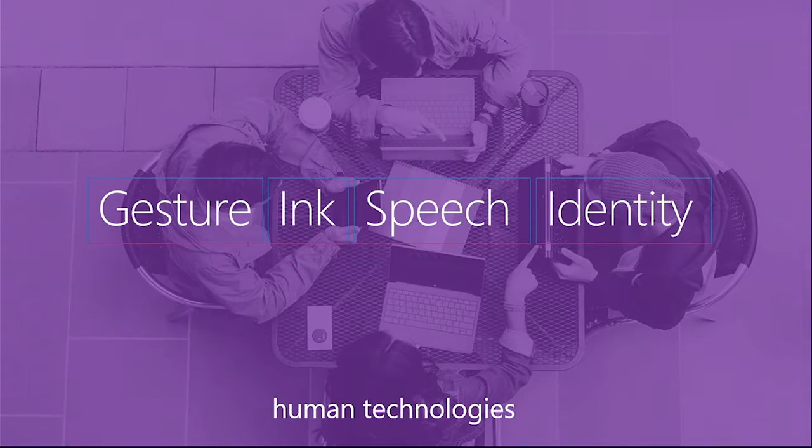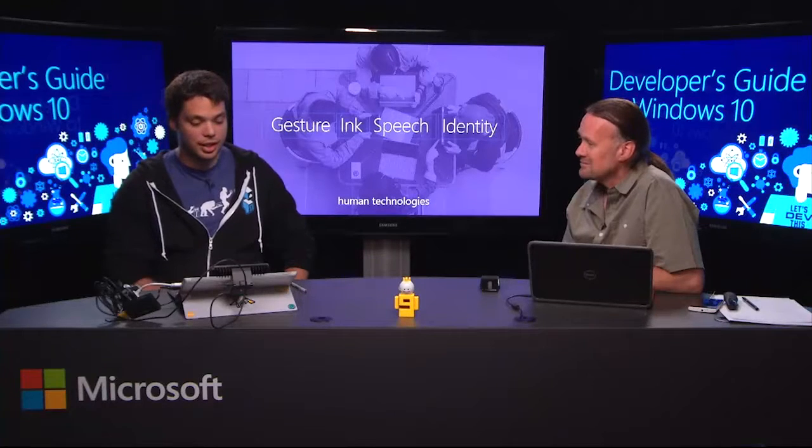We talked about gesture and the history of how we got here. We talked about inking and the support that we have for pen and input. We talked about speech, Cortana, and the speech recognizer and speech synthesis APIs, and we talked about identity and how we are making that easier for users. We call these human technologies, and this is just the beginning, essentially. So I think that's all we had.